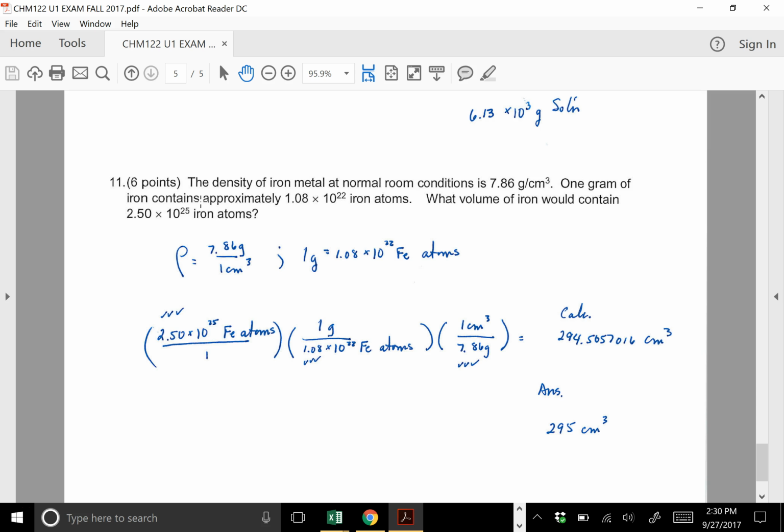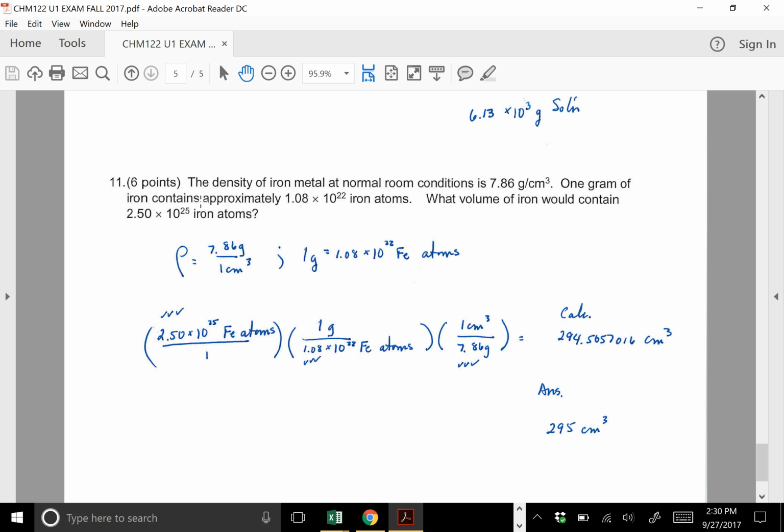Okay, of course I want iron atoms to cancel, so I'll put those units in the bottom, 1 gram on top. Then I look back up and I'm like, what else do I have? I've got grams now. Now I can use the density. I'm going to have to use the flipped version of the density though, right? 1 centimeter cubed over 7.86 grams. So now grams cancel. The units we have are centimeters cubed.